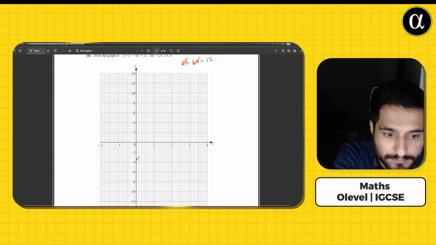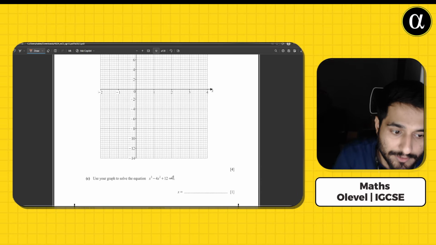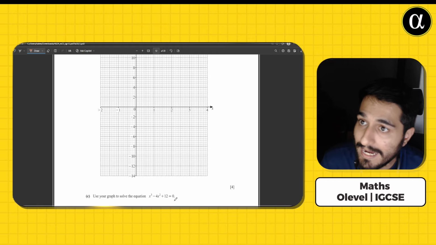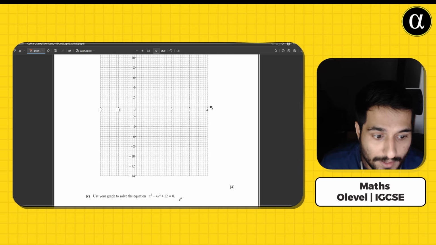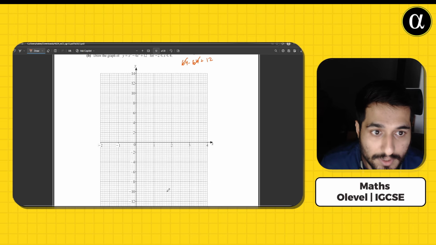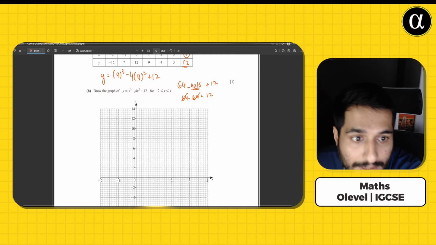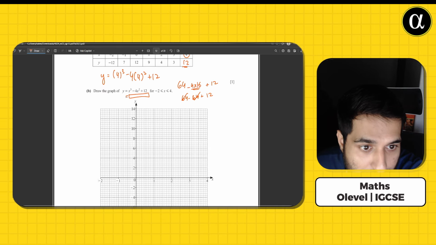Let's see. Now it says use a graph to solve the equation x cubed minus 4x squared plus 12 equals 0. Now we need to check, is this equation exactly the same as the equation given in the question, x cubed minus 4x squared plus 12? Now what's the difference? Basically the whole equation was the same, and that was given in the next part, and then that was supposed to be equal to 0.